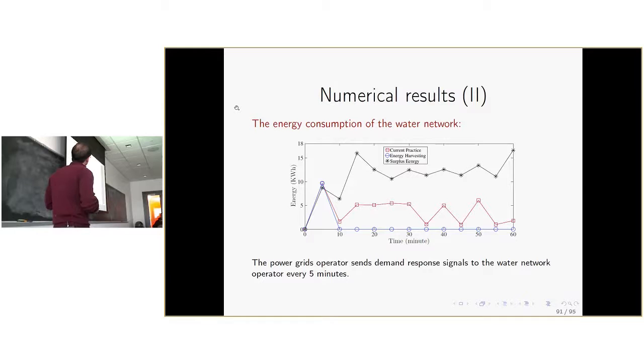This is the black curve here. And there are two responses. One is the current practice, so no energy harvesting. This shows the amount of energy taken by the water network over time. And the other is the response of the water network operator if it is going to harvest the surplus energy provided by the grid operator.